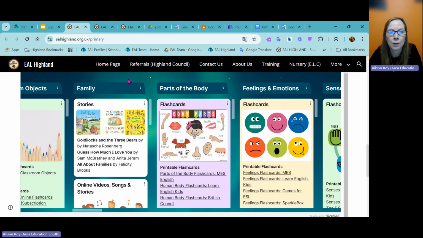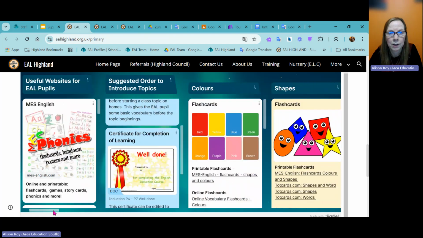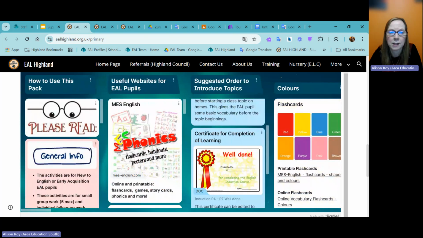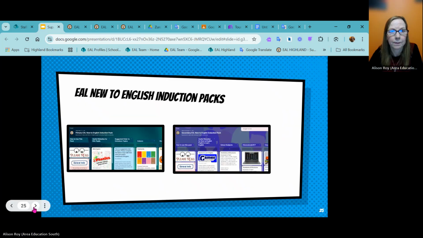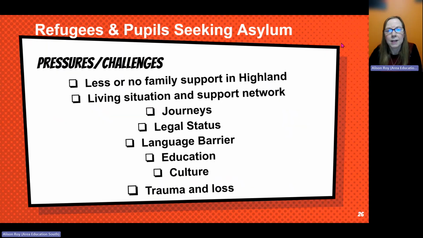So as I say, there's one for primary and one for secondary, and the beginning of the Padlet explains how to use the pack. You don't need to cover all the different topics, and in some ways they're not in a specific order, but they can be used to dovetail into the curriculum where possible. Okay. Just giving you a chance, if you've stopped the video there, to have a wee look at these induction packs.